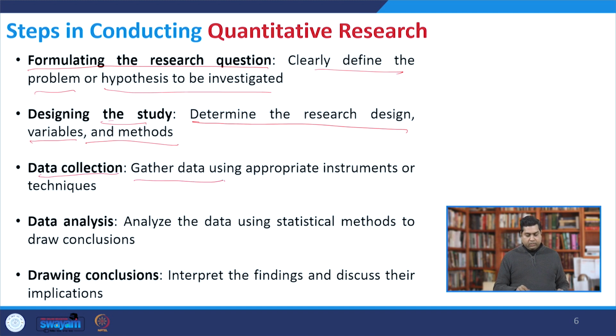Then we gather the data using an appropriate instrument, whether it is an experimental setup or a survey-based questionnaire, and what kind of sampling strategy you want to adopt, whether it will be probabilistic or non-probabilistic, whether it is random or just convenience sampling.